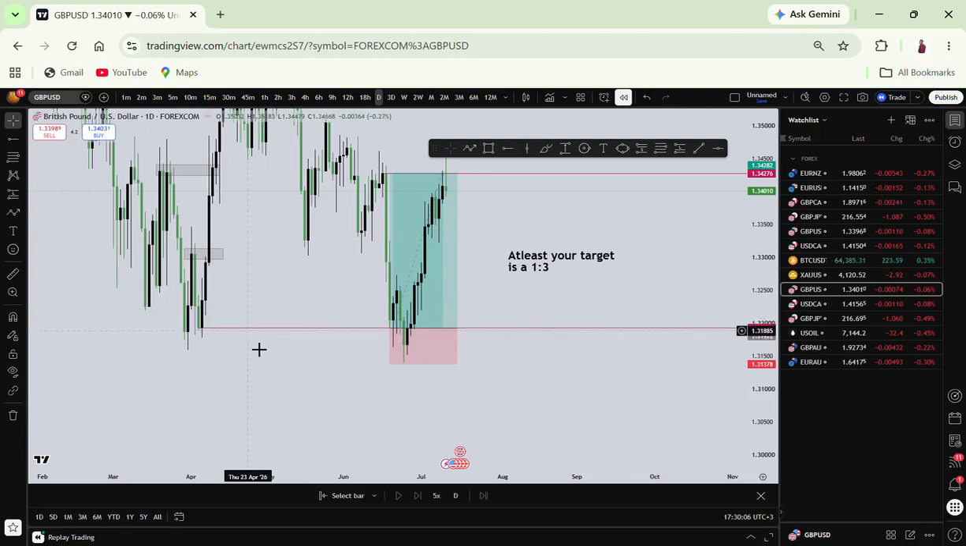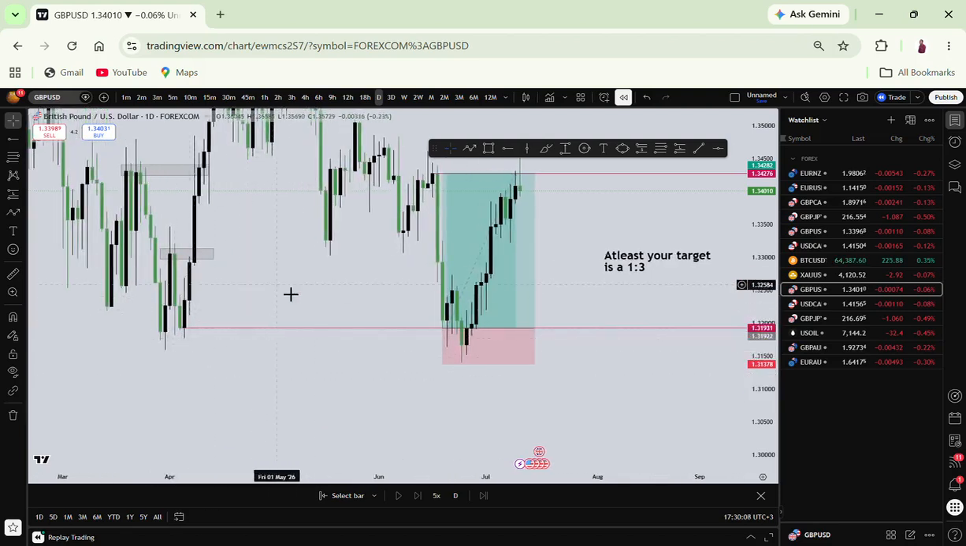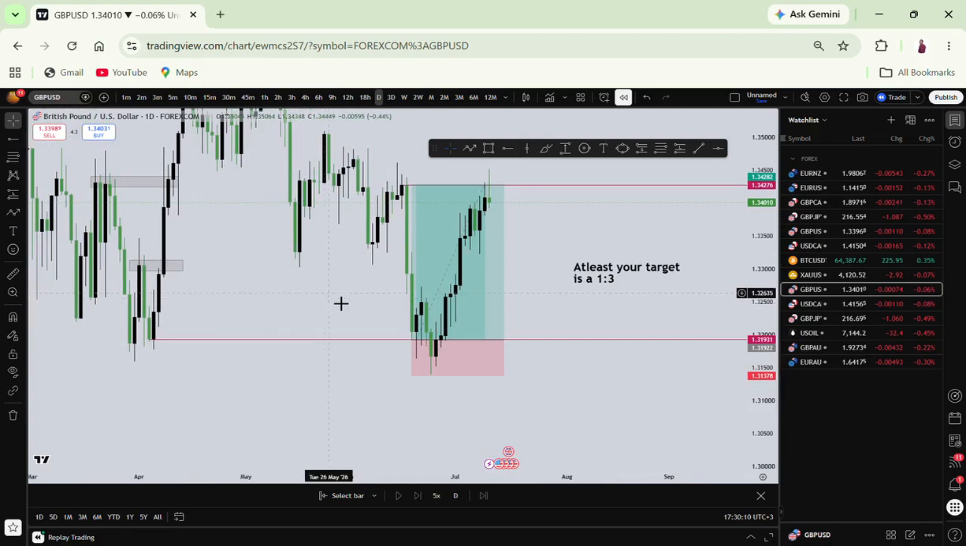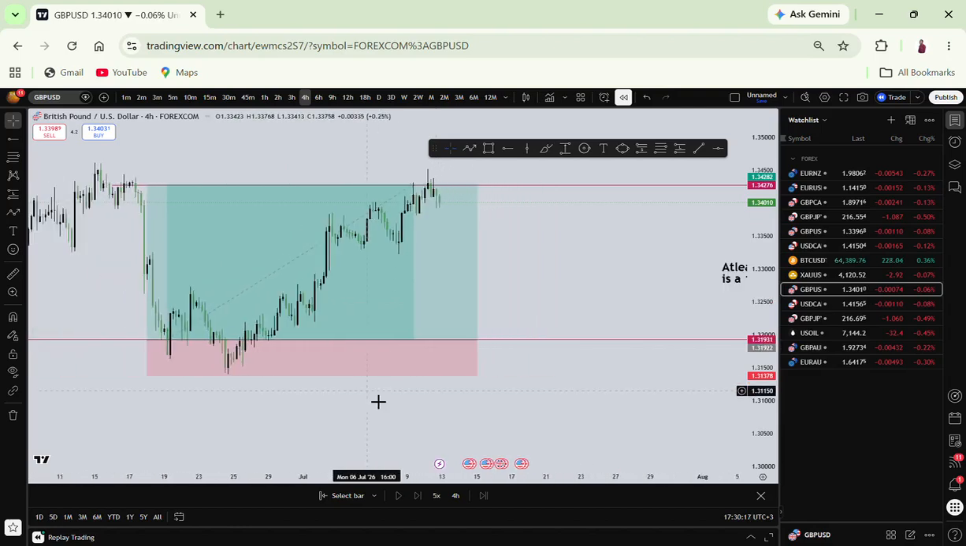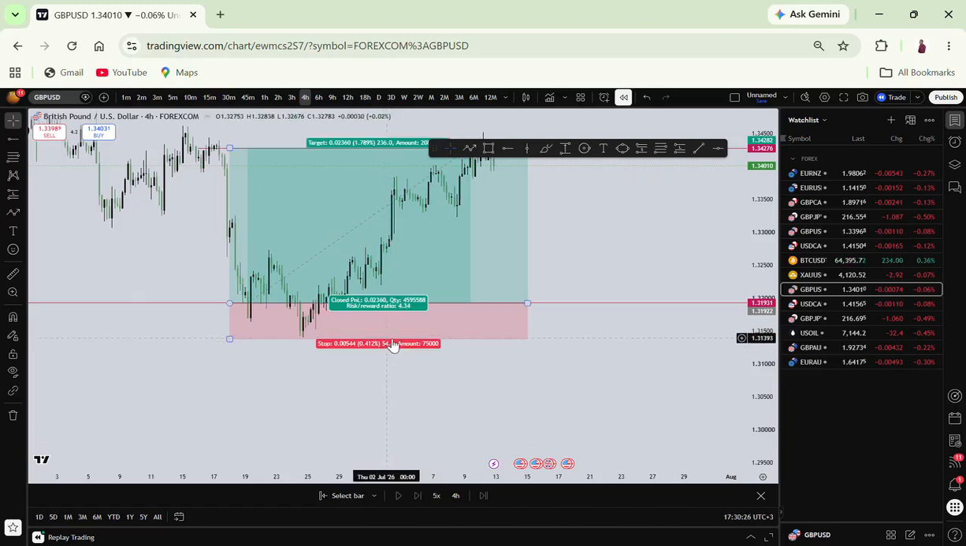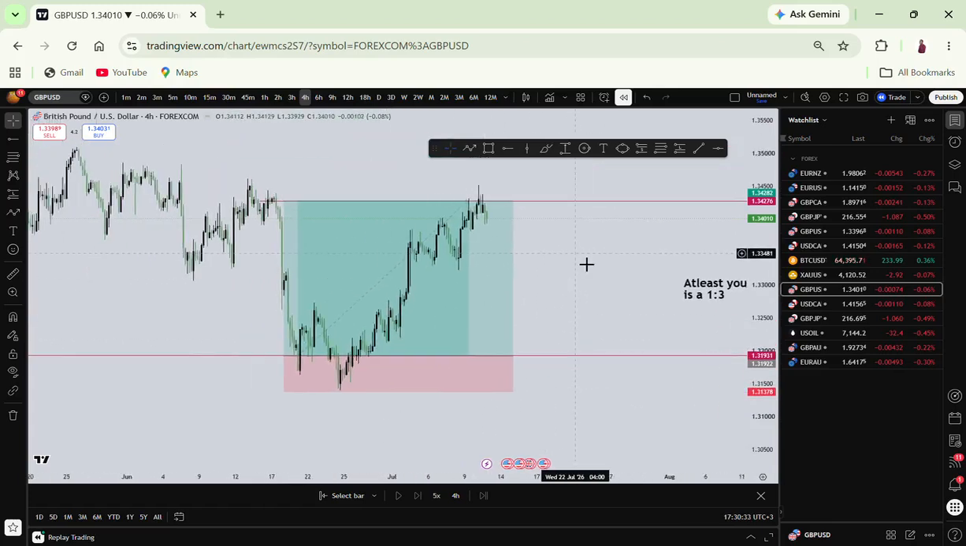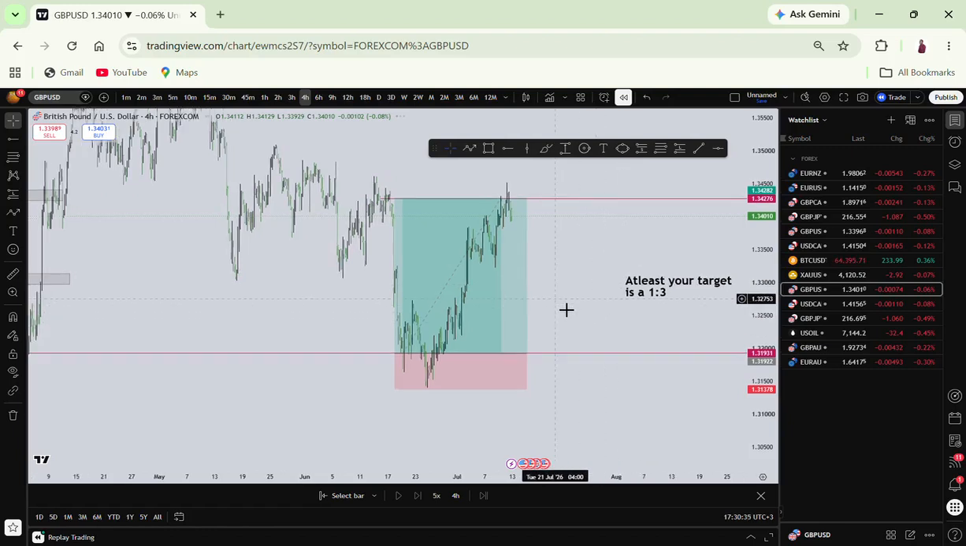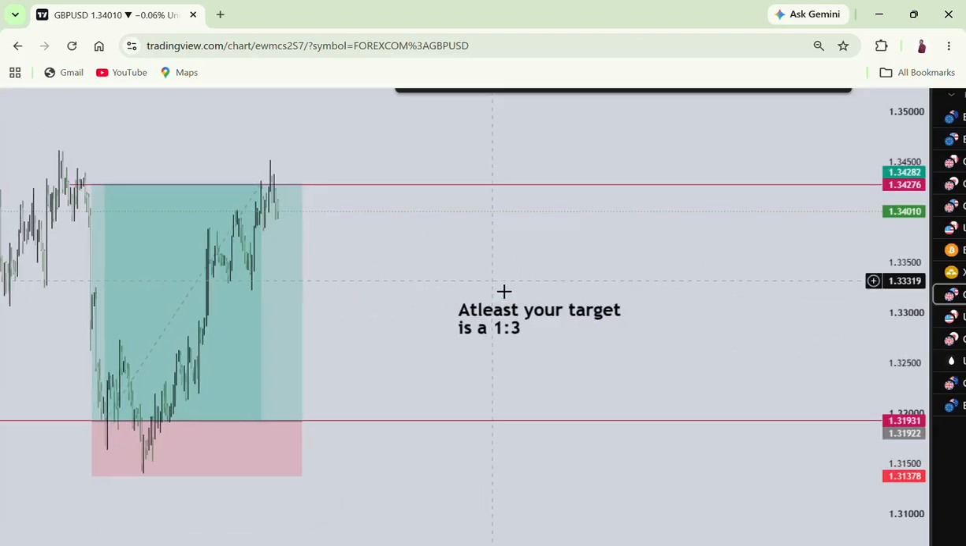So this is just a general technique that you can use, but if you know what you are doing, you can refine into the lower time frames like 4 hour, like H1, and then you can get a precise entry where you're going to risk very few pips, where your risk is going to be smaller than this, maybe 20 pips, 15 pips maximum.